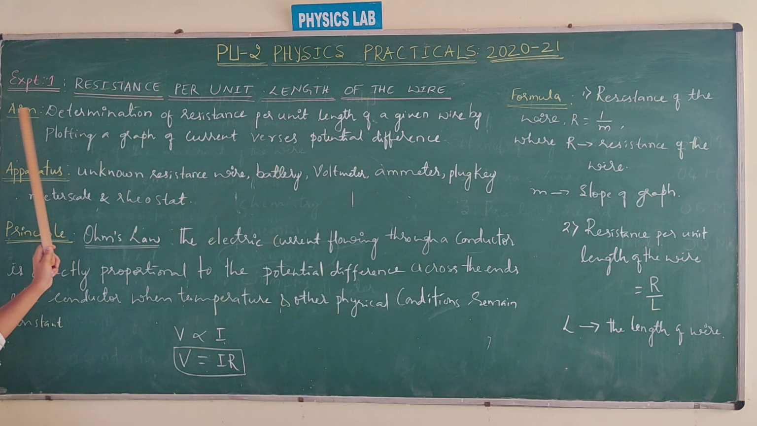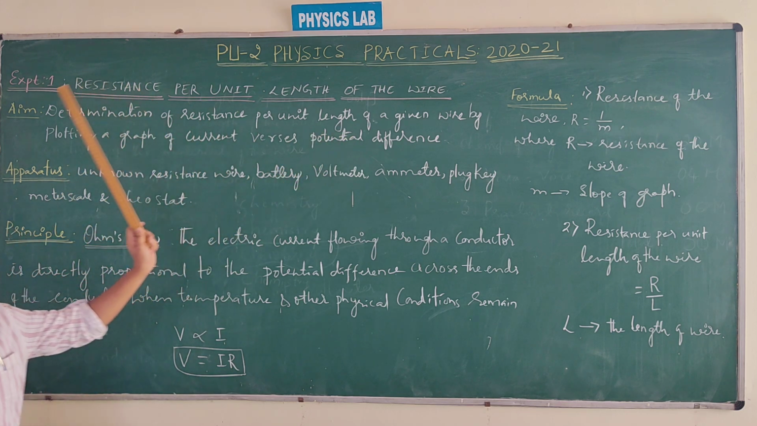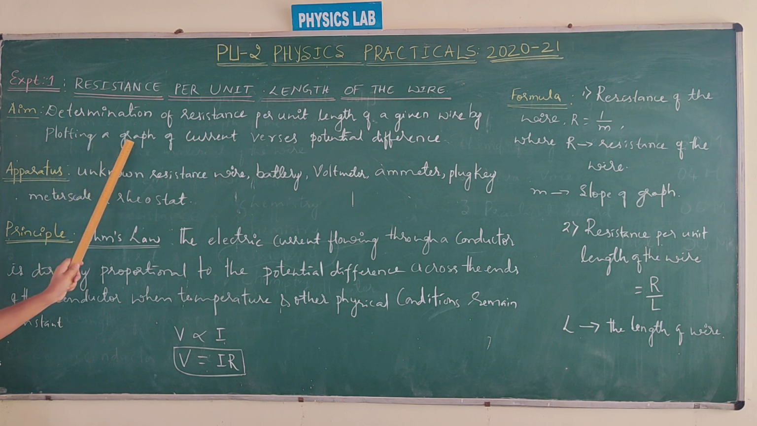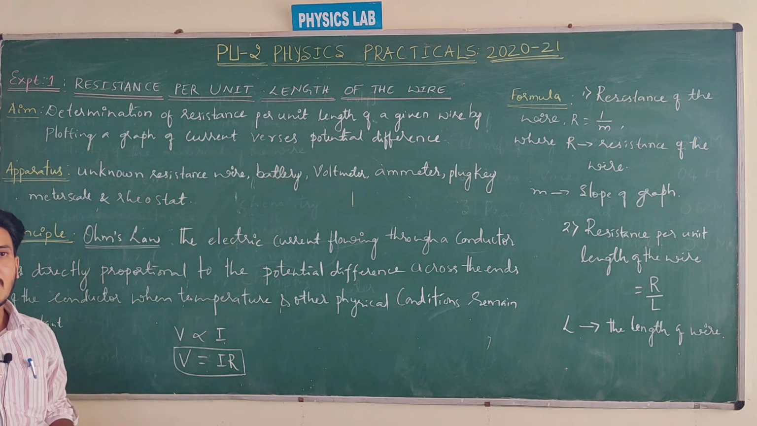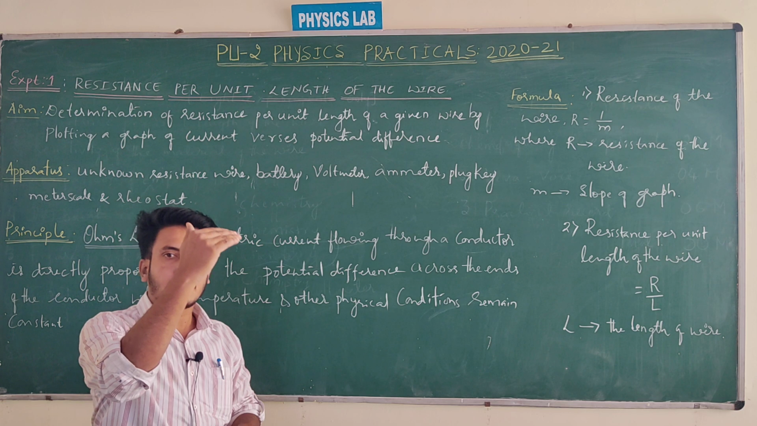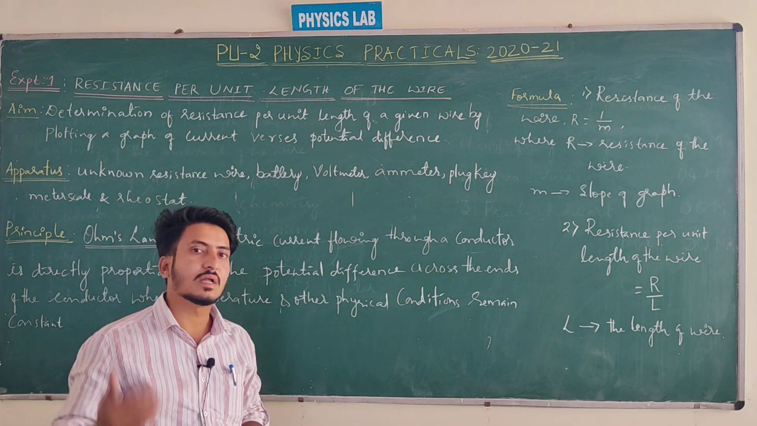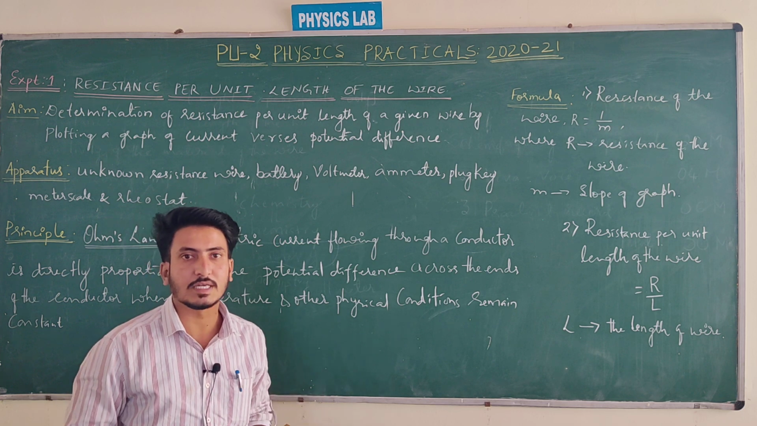First, as I said, you write the aim. What is the aim of this experiment? Determination of resistance per unit length of the given wire by plotting a graph of current versus potential difference. So here you have to do an experiment and write the values of current in one column and voltage in the other column, and you need to draw the plot for that. So this is your aim of the experiment.